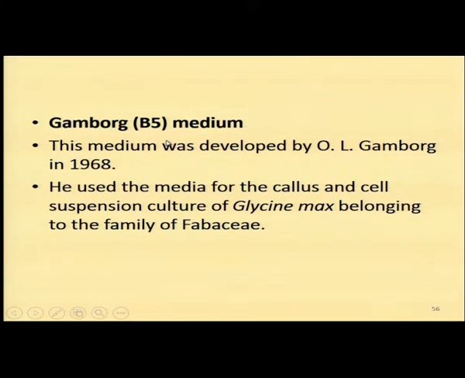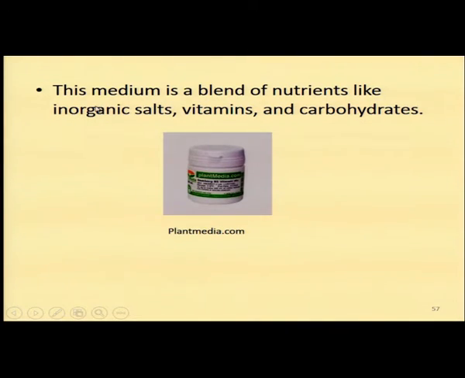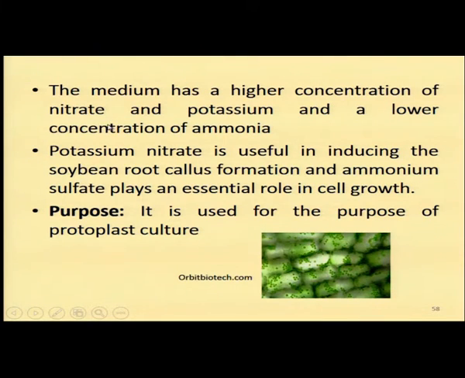The next medium to be formulated is Gamborg's B5 medium, developed by O.L. Gamborg in 1968. He was working with legumes and he used this medium for the callus and cell suspension cultures of Glycine max, that is soybean, belonging to the family Fabaceae. This medium has a blend of nutrients like inorganic salts, vitamins, and carbohydrates. The specialty of this medium is that it has a higher concentration of nitrate and potassium and a lower concentration of ammonia when compared to MS media or LS media.